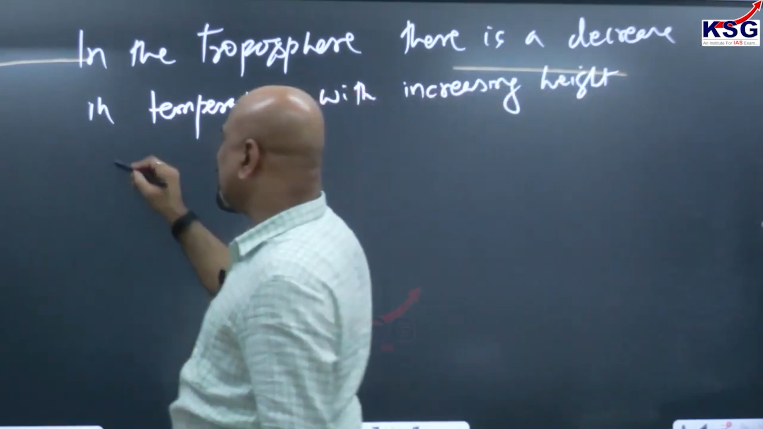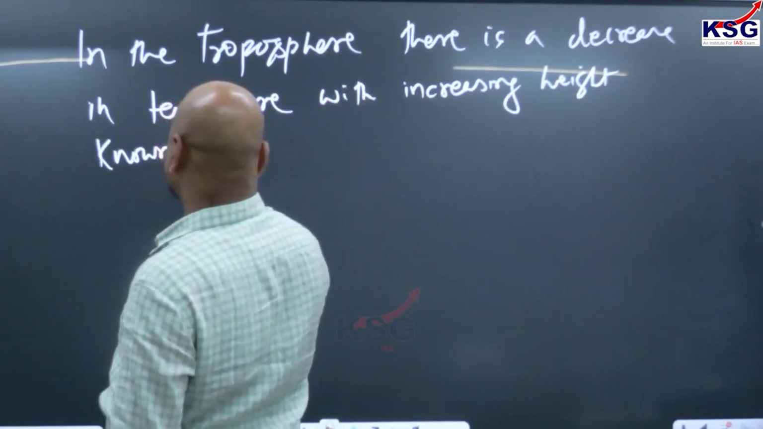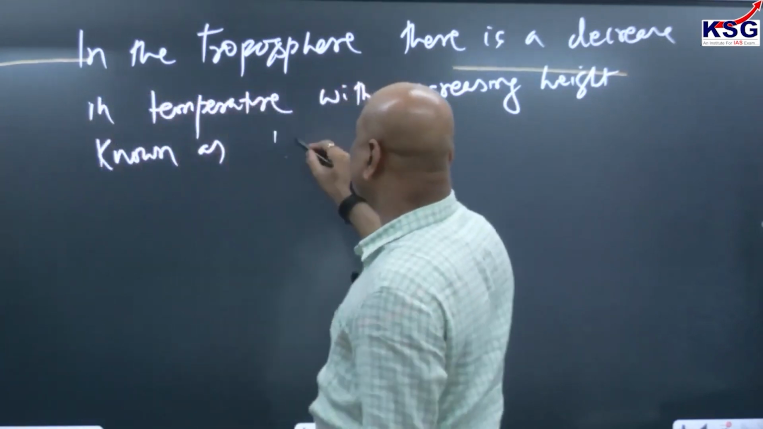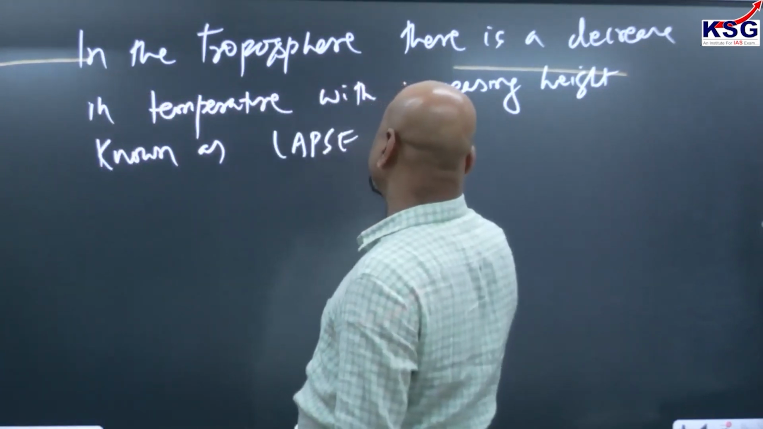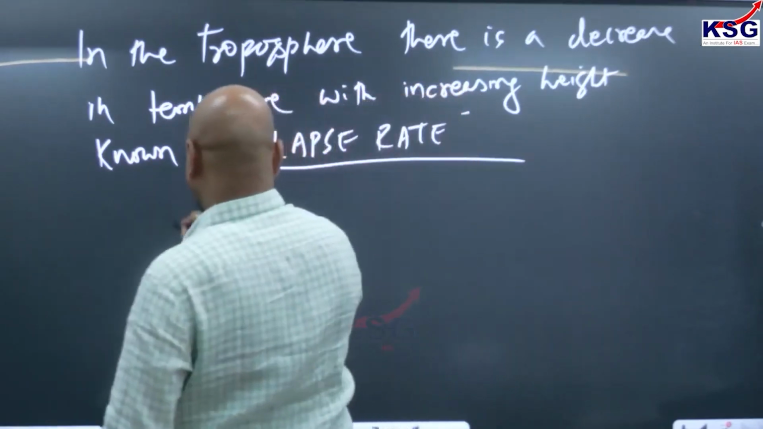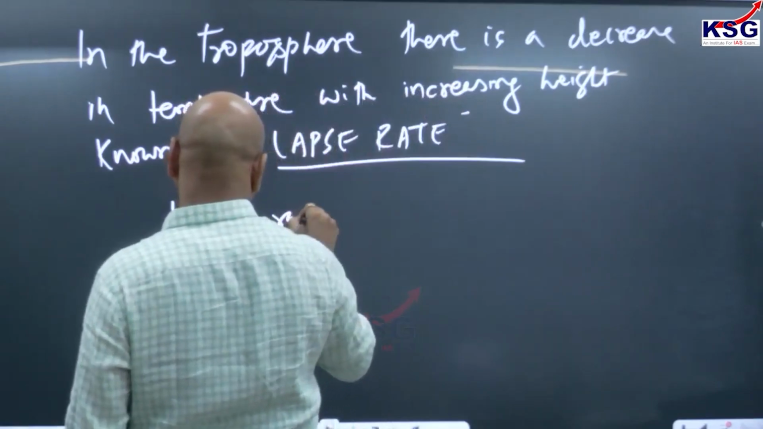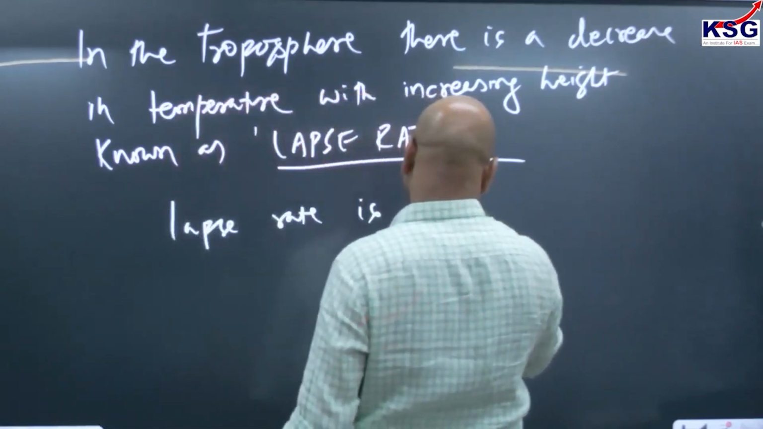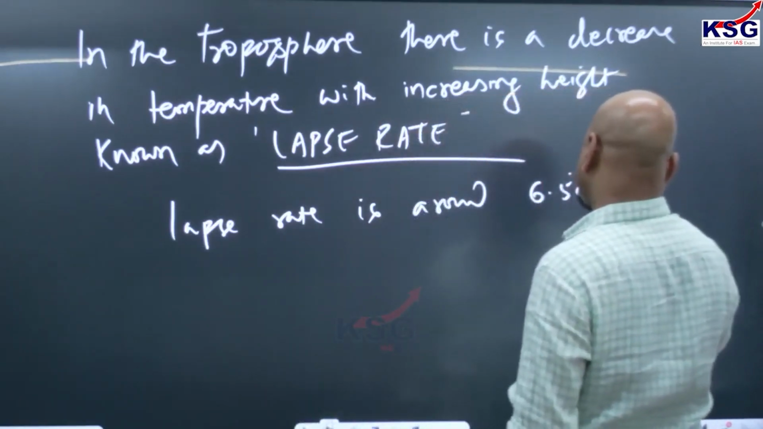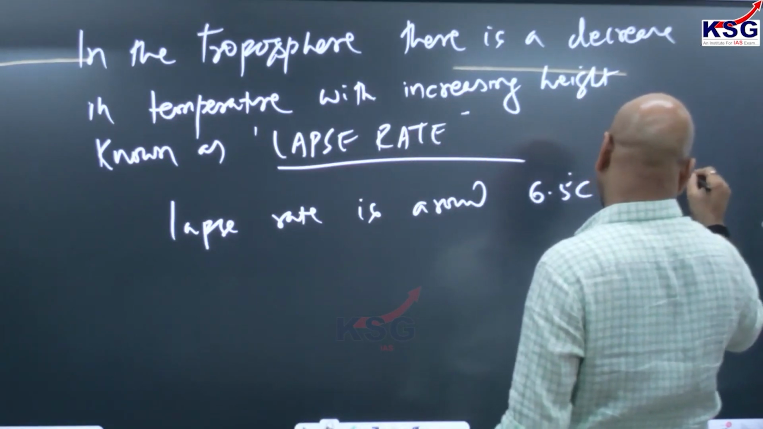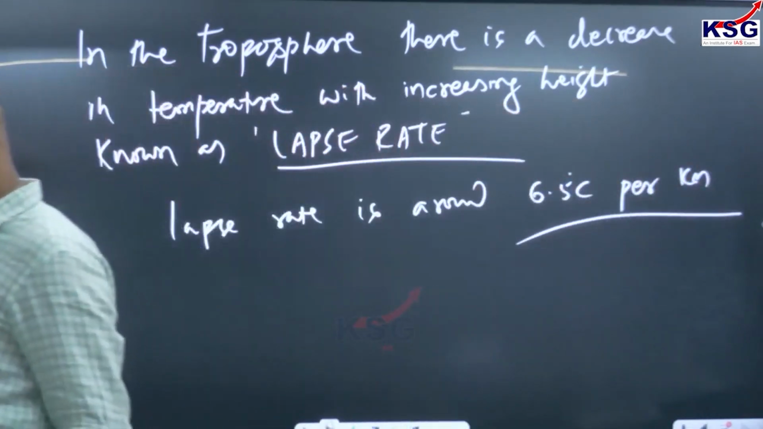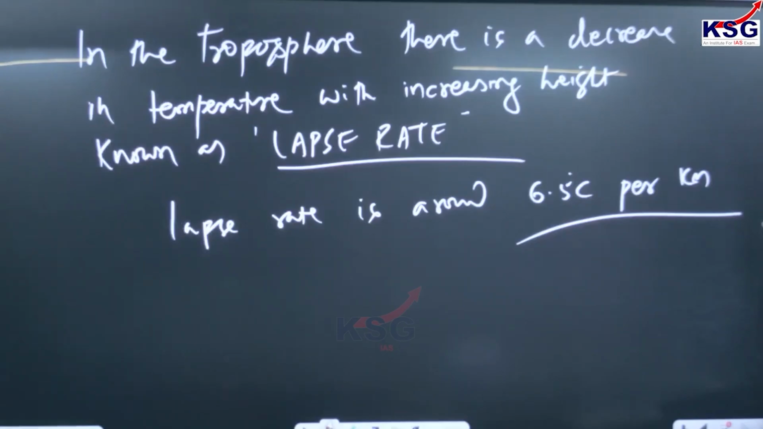This is called, or known as, lapse rate. Lapse rate is around 6.5 degrees Celsius per kilometer. Okay, you got it? Just look at this. What is lapse rate? I'll ask you.